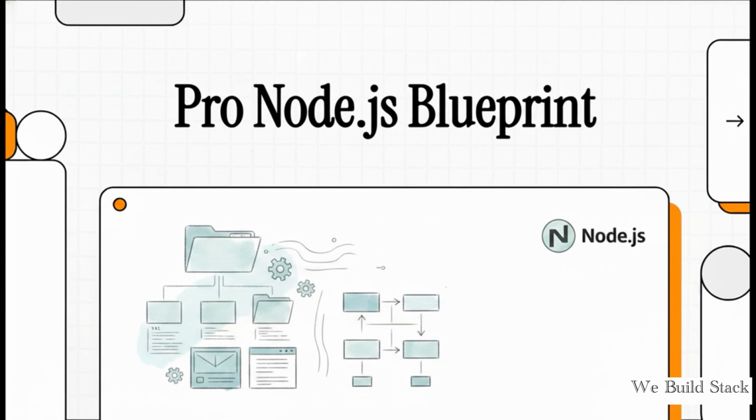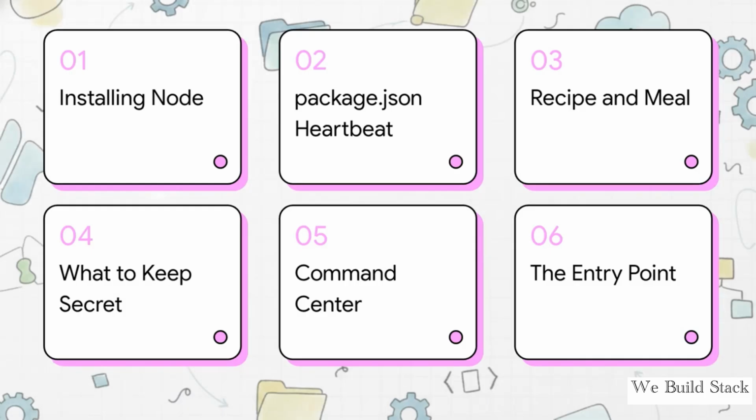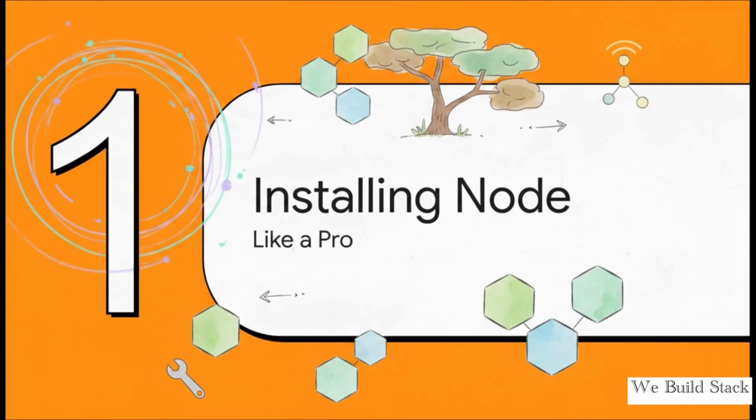So if you're tired of that feeling, you're in the exact right place. Let's get into it. All right, here is our game plan for this blueprint. We're covering installing Node like a pro, the heartbeat of it all, package.json, the recipe versus the meal, what you absolutely must keep secret, setting up your project's command center, and finally, the entry point. So let's kick things off with Section 1, installing Node like a pro.